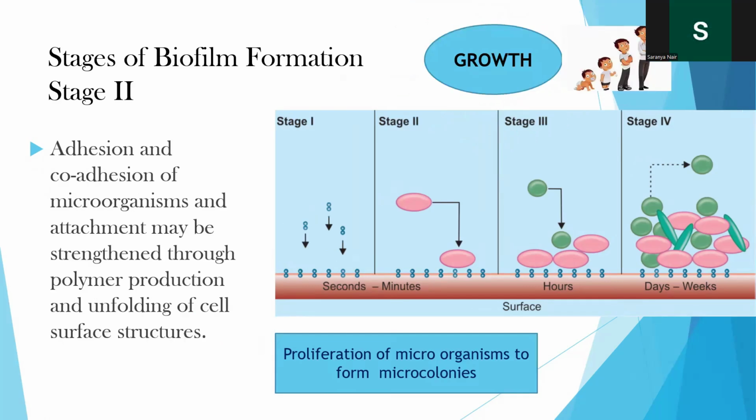Stage 2 is called the growth phase. In this, the adhesion occurs, that is, the adhesion and the co-adhesion of the microorganisms, and the attachment may be strengthened through polymer production and unfolding of cell surface structures. In this, there is proliferation of the microorganisms to form microcolonies.